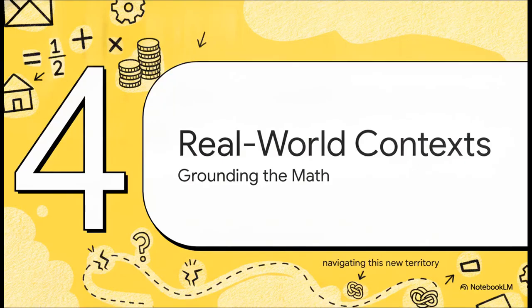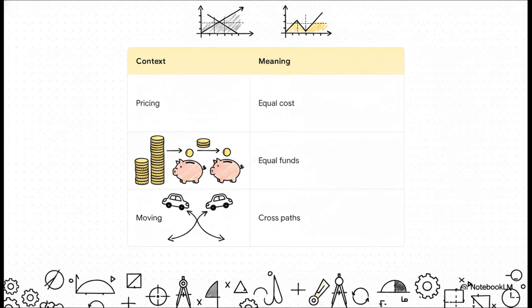Finally, Section 4. Real-world contexts and mistakes. Let's ground this math in reality. At this level, math can feel incredibly abstract, almost disconnected from daily life. Providing real-world contexts proves to students exactly why they need to learn to solve these systems.